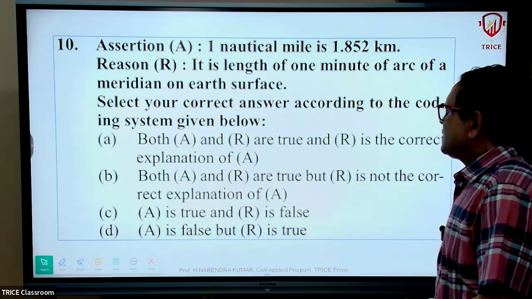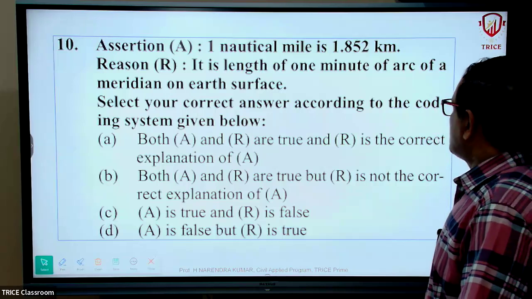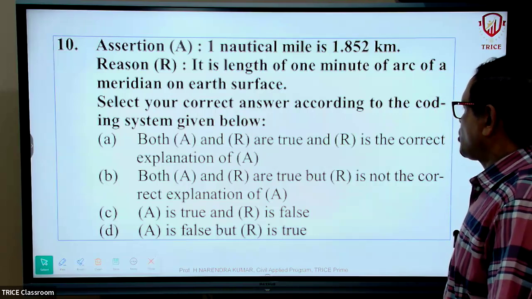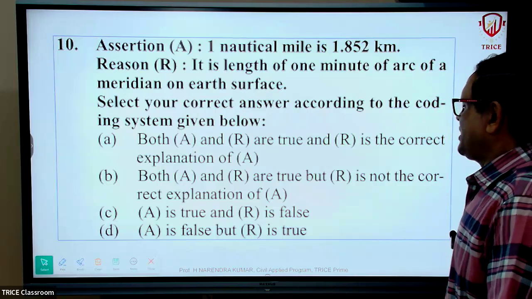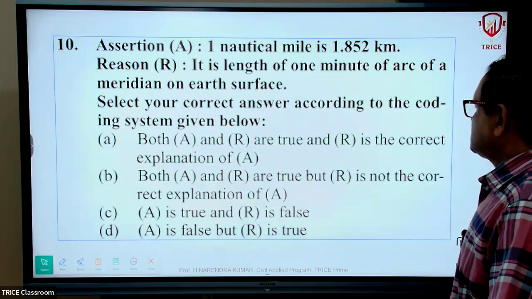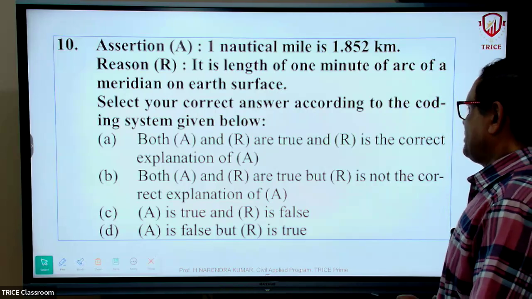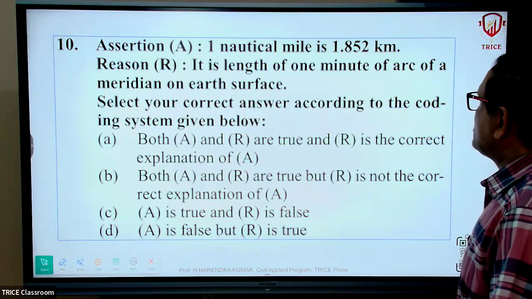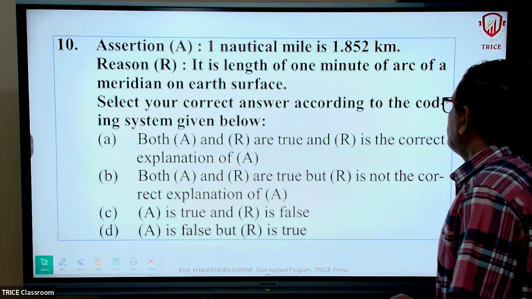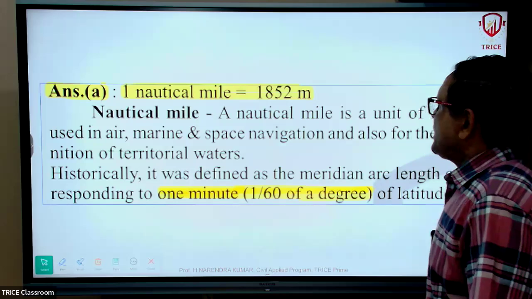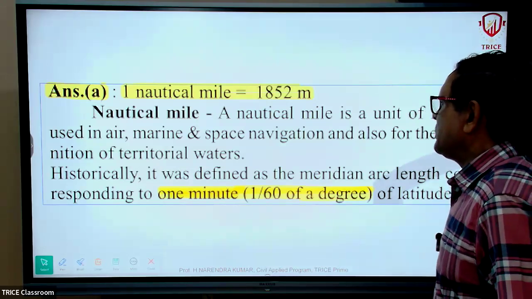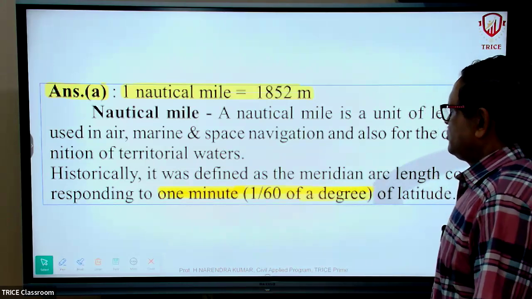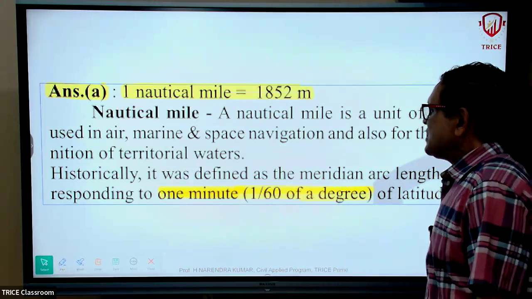So there are options here. Select your answer according to the coding system given below. Let me read out. Both A and R are true, and R is the correct explanation of A. Second, both A and R are true, but R is not the correct explanation of A. A is true and R is false. A is false, but R is true. First of all, we need to remember that 1 nautical mile is 1.852 kilometer. So this is my answer. That is 1,852 meters. So the first is true. And what is that nautical mile?